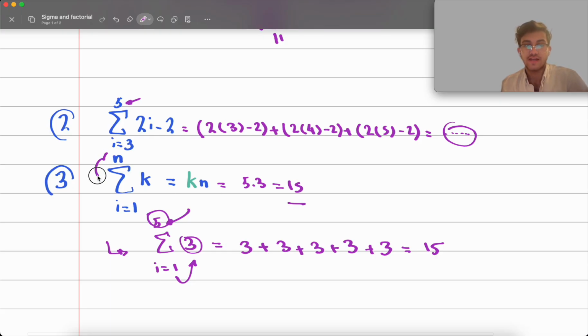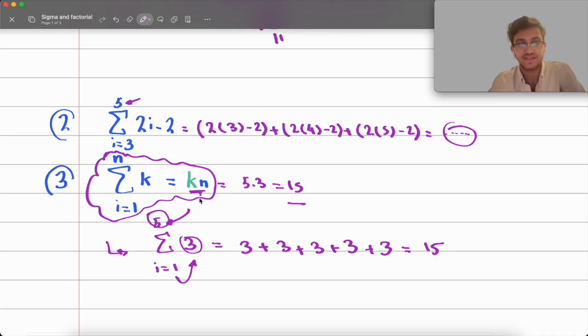So now I know that I can rewrite the constant sigma notation into this one. And I can find the summation of this.